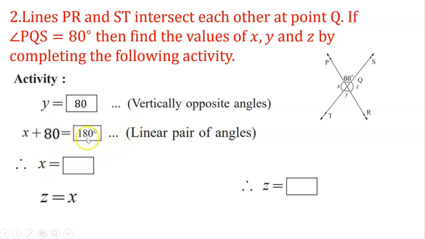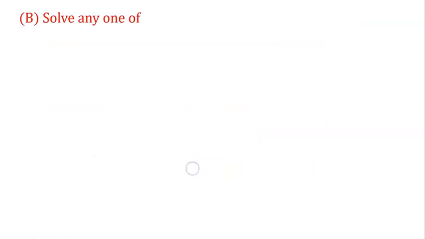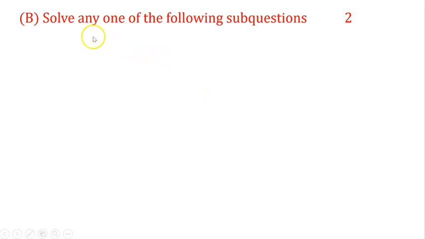Okay, therefore X is equal to 180 minus 80 and that is equal to 100. As X and Z, these are again vertically opposite angles. Their measures are equal, therefore X is equal to Z, and hence the measure of angle Z is equal to 100 degrees.